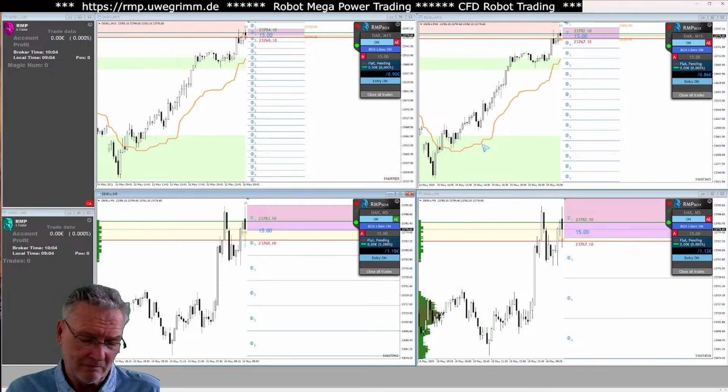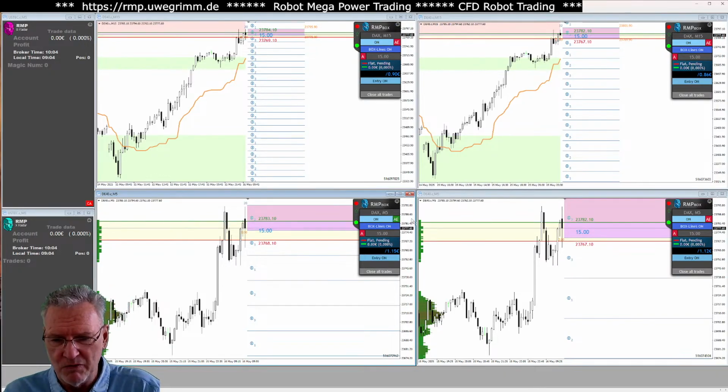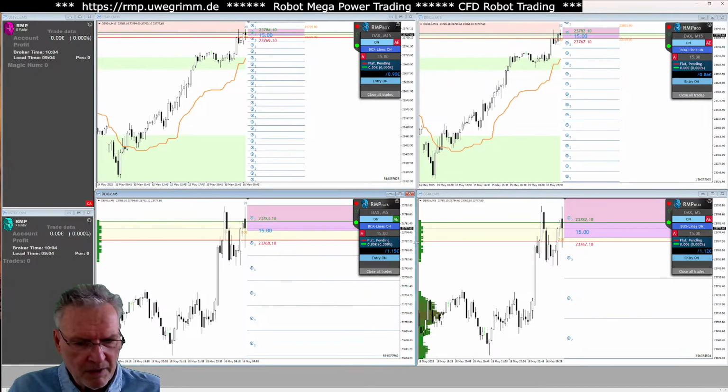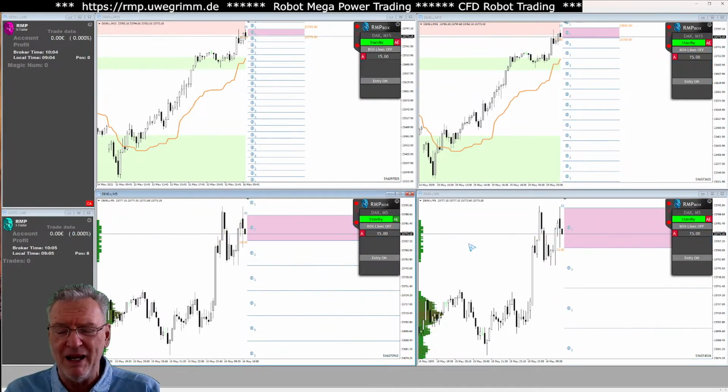But this is not always profitable. So we will monitor our trading. This is what we're learning here, because the profitability of fully automatic trading robots depends on the volatility of the market.